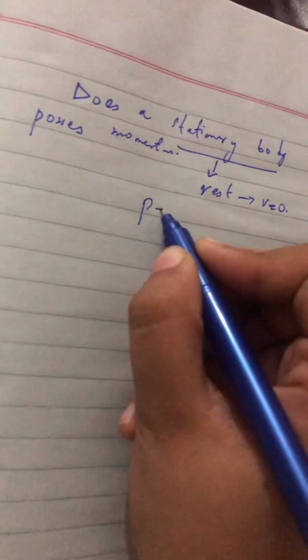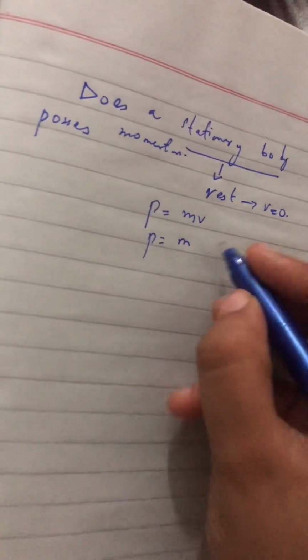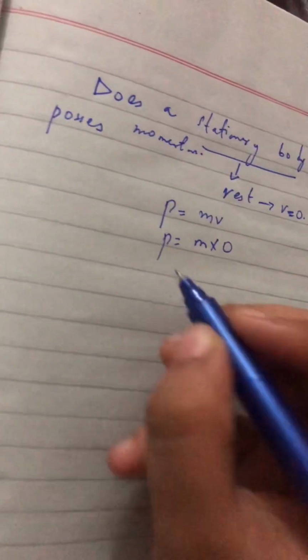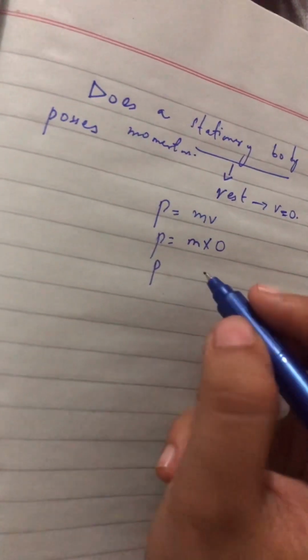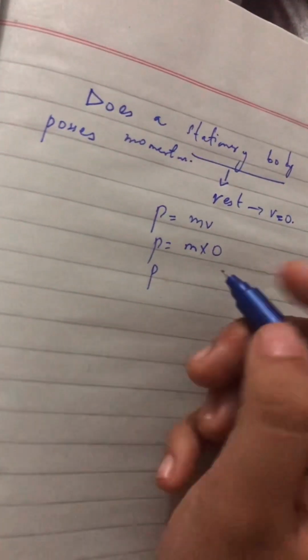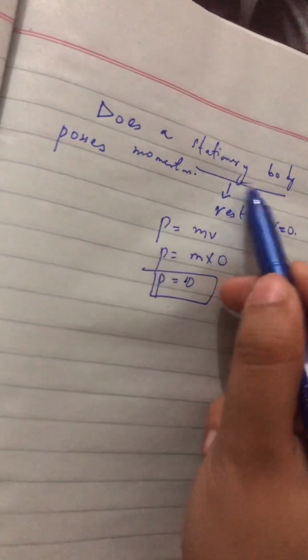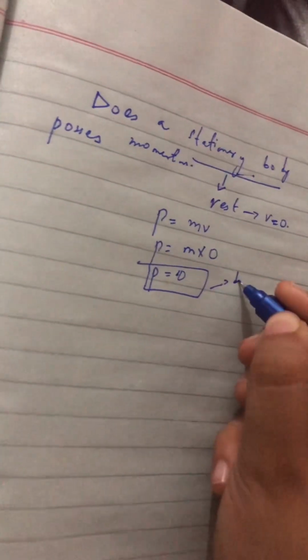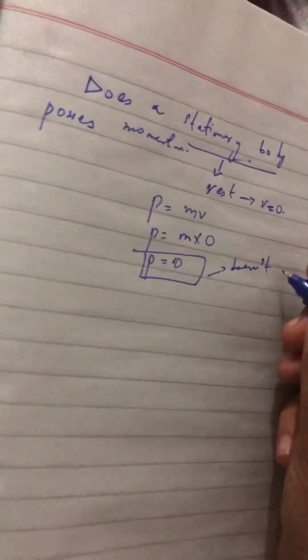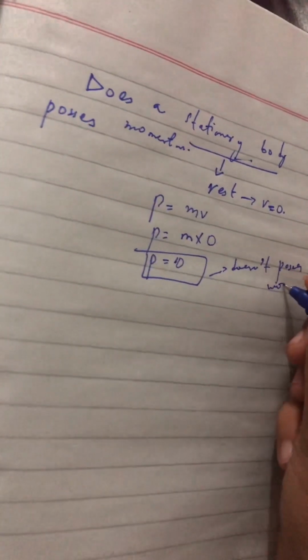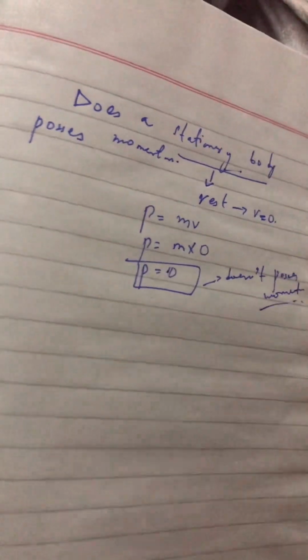If we calculate the momentum, for example mass is m and V is 0. When we multiply mass with 0, it will be equal to 0. So we can say that a stationary body does not possess momentum. So that was momentum.